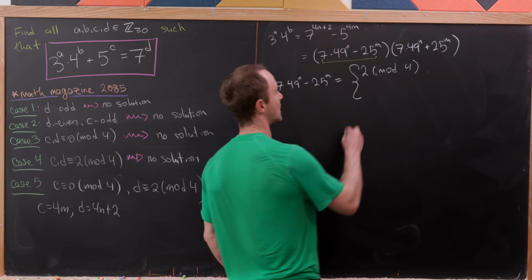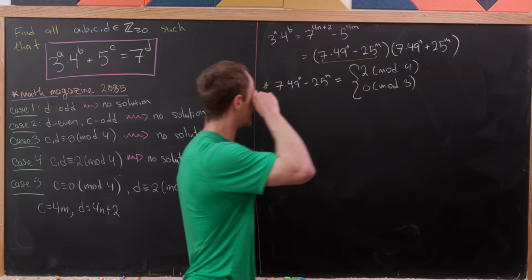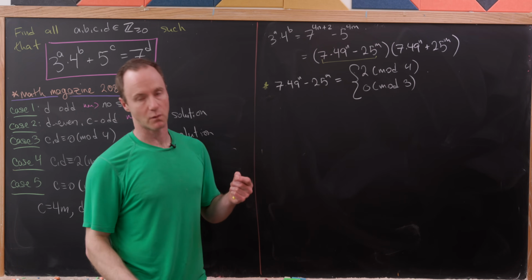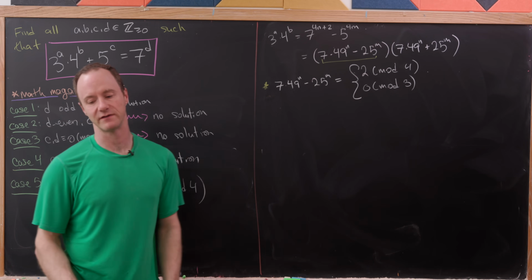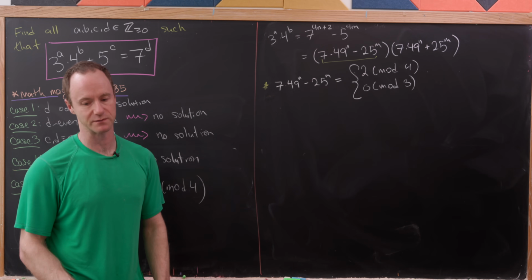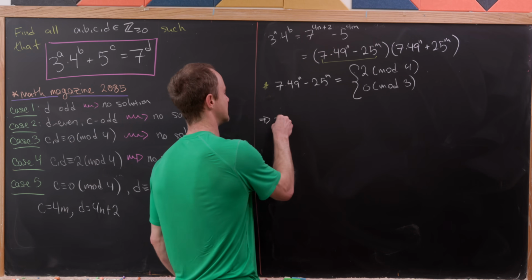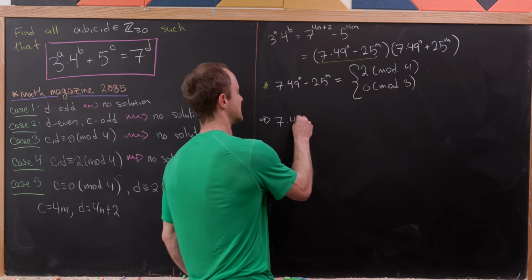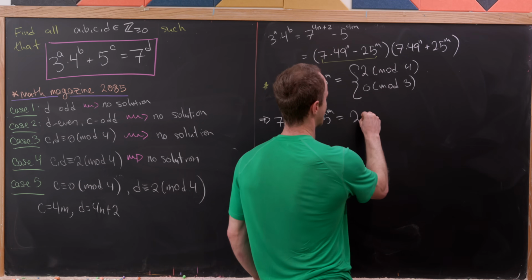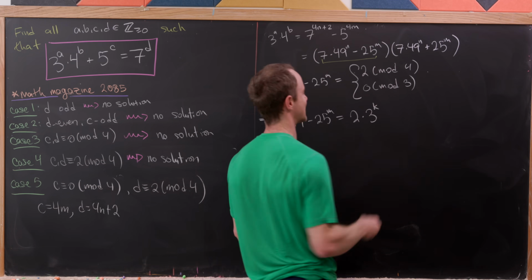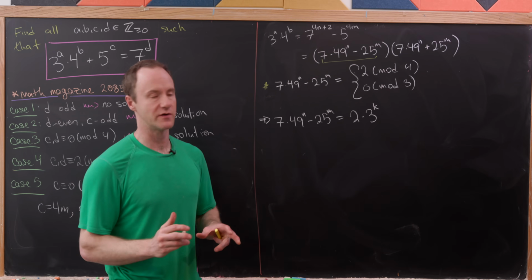But it is congruent to 0 modulo 3. That's because we have 7, which is 1 mod 3, and then this is also 1 mod 3, and the 25 is also 1 mod 3, so 1 minus 1 is 0 mod 3. Now that doesn't help us quite as much as it did before, but now we have that 7 times 49 to the n minus 25 to the m can be written as 2 times 3 to the k for some power k here. How do we know that?